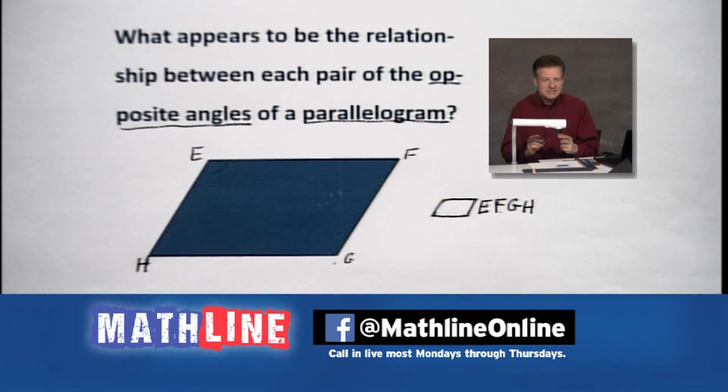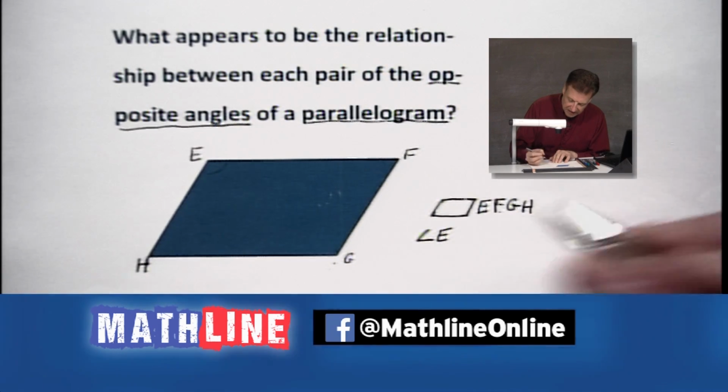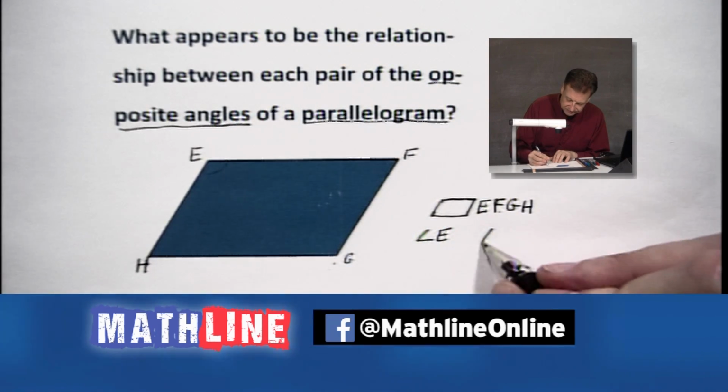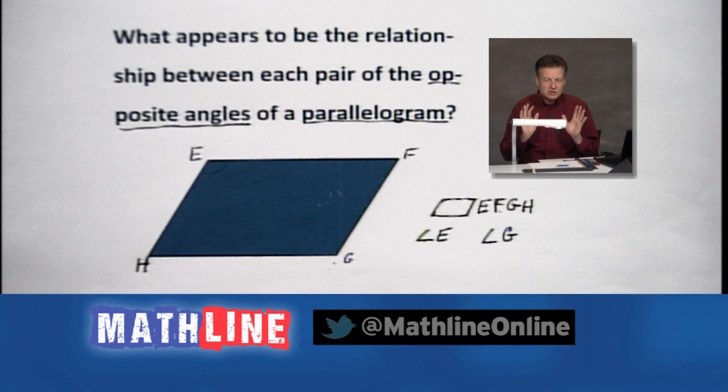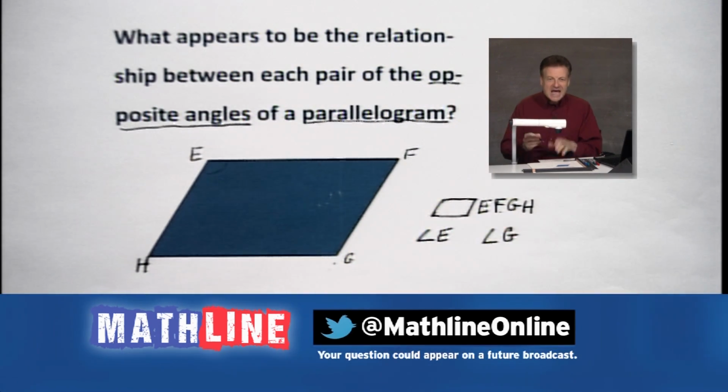So let's talk about opposite angles. Let's look at angle E and angle G. And what are we going to put in between there? I think most of you are probably looking at E and G and saying, they are congruent. They look congruent. Are they congruent?